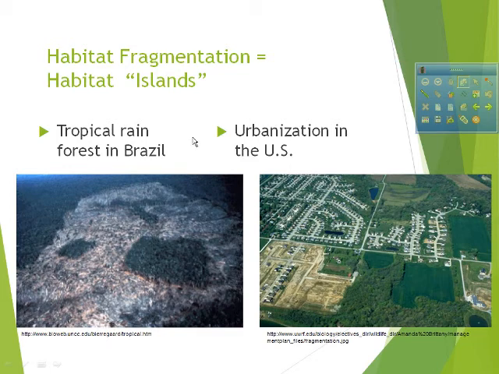Habitat fragmentation, there are a couple people that did this for their projects, so I'm not going to spend a lot of time with this, but that shows those habitat islands. And then urbanization again, that habitat island can happen where there's no human population around or where there is a significant human population around.